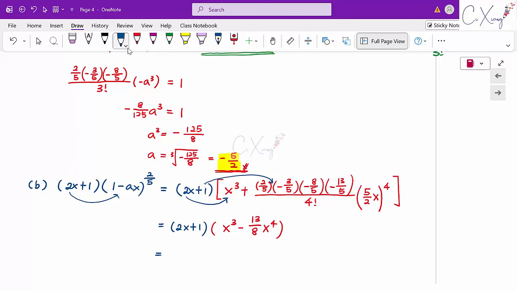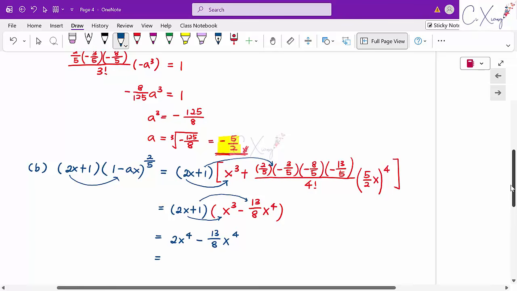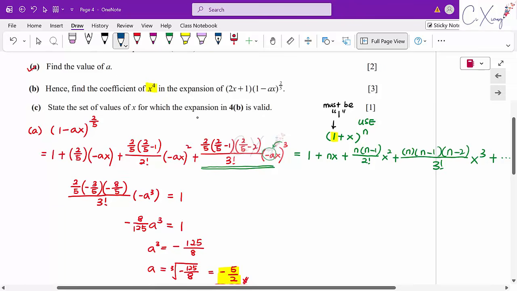So 2x multiplied with x cubed, I'm having 2x power 4. Okay, then 1 multiplied with this one, I also get power 4, right? But I get negative 13 over 8 x power 4. Alright, so I'm having both terms in x power 4. I can simplify them. So what I have here is 3 over 8 x power 4. And according to this question, we are looking for the coefficient of x power 4, correct or not?